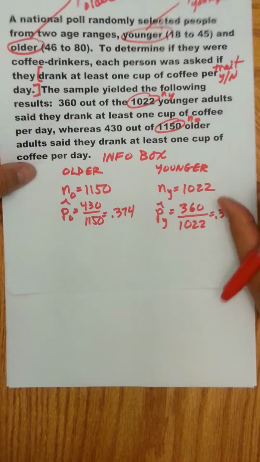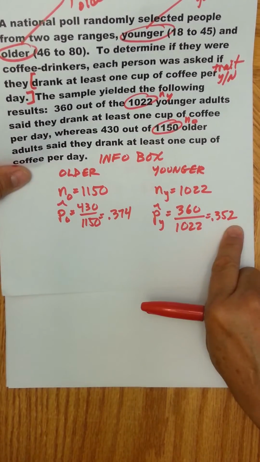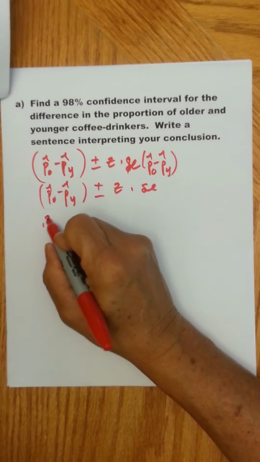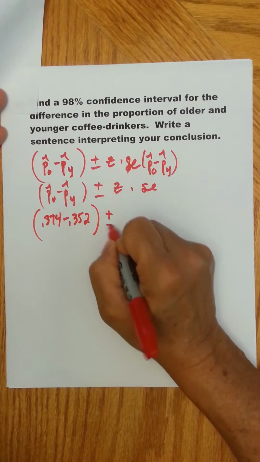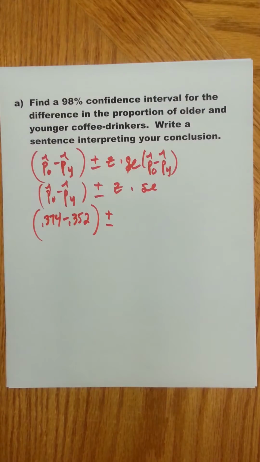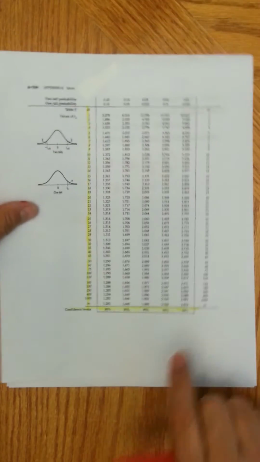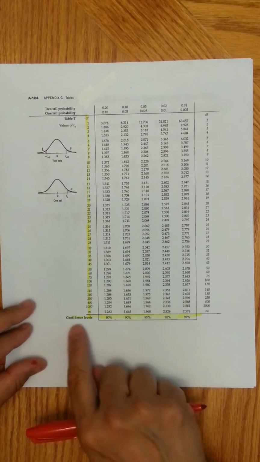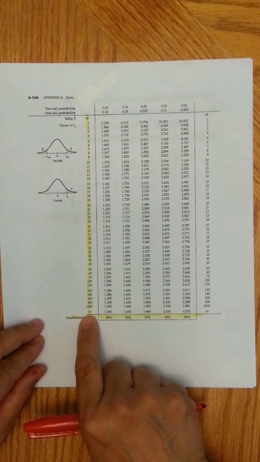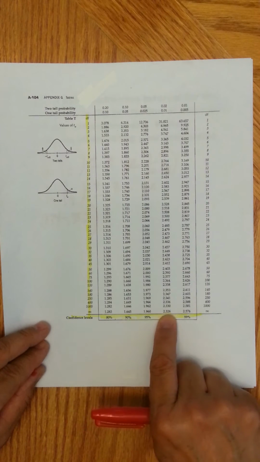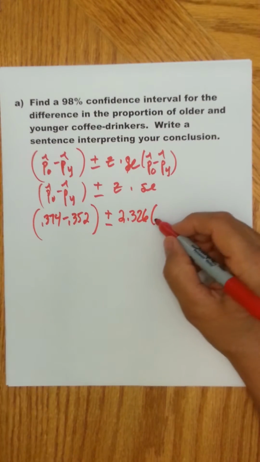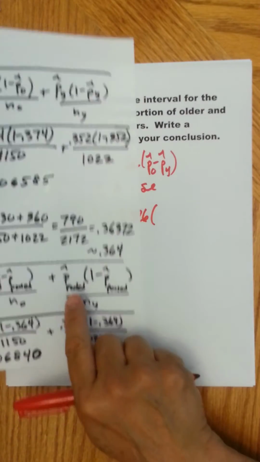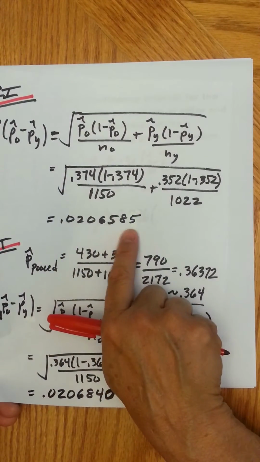From our info box, I have 0.374 minus 0.352. Take that difference and add or subtract. Now the Z multiplier, we're looking for a 98% confidence. So I go to my T multiplier page. Here's 98% confidence. I look at degrees of freedom of infinity, and I use 2.326. And then let me pull back this, 0.0206585.